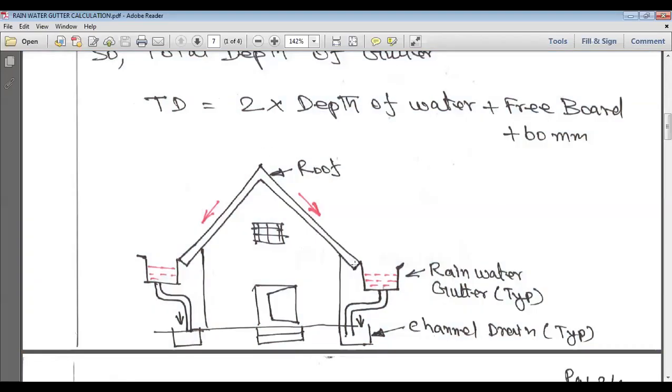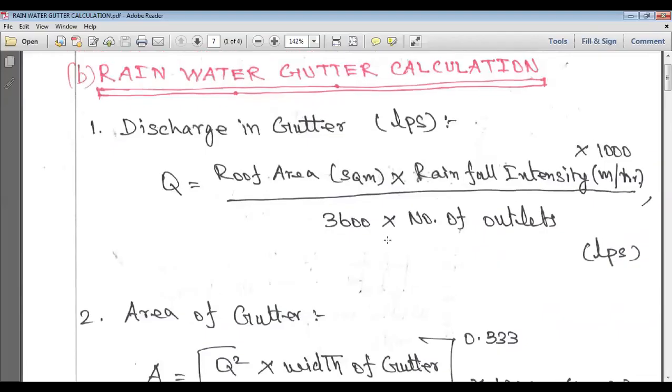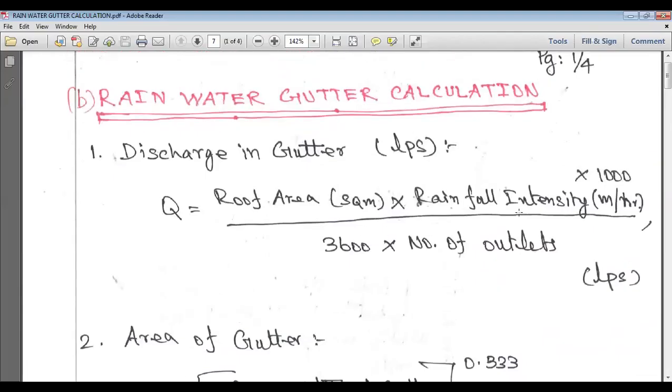Not the inclined length, the hypotenuse you should not take. You have to take the vertical length and width, L and B only, not the hypotenuse. That area you have to put into square meters. Rainfall intensity is always available in mm per hour only, so you have to convert it into meters per hour.